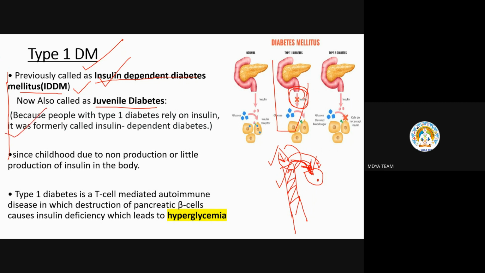This is written in the words I have told you just now: since childhood, due to non-production or little production of insulin in the body. Why does it happen? Type 1 diabetes could happen from childhood, even by birth. If the mother has diabetes, I will tell you further which diabetes that is called, then the child could also have it by birth. When a person has diabetes by birth, this is type 1 diabetes. Either insulin is not produced from birth, or there is less production of insulin afterwards. These two conditions can form type 1 diabetes.